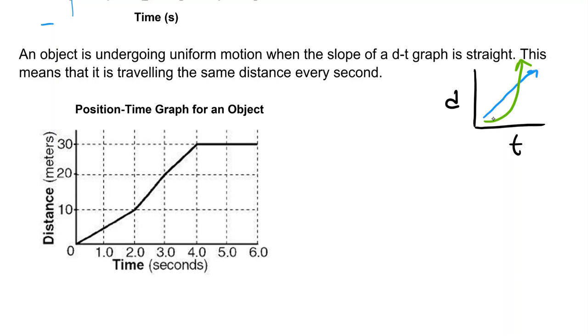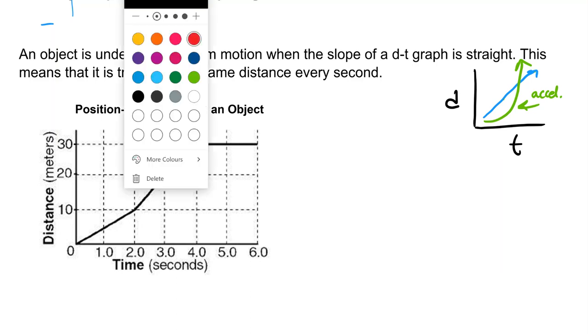It's traveling slowly at first, right? A flatter line is a slower line, or slower object, I guess. So it's traveling with less speed at the beginning, but it's traveling with a lot of speed at the end. So this green object is accelerating. It's not important right now, but it's just something to keep in mind.